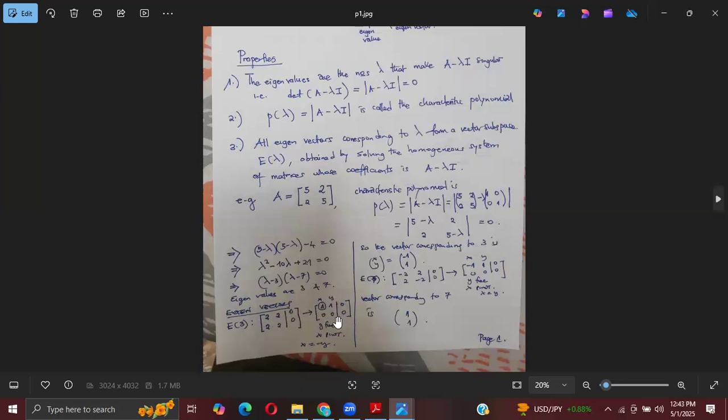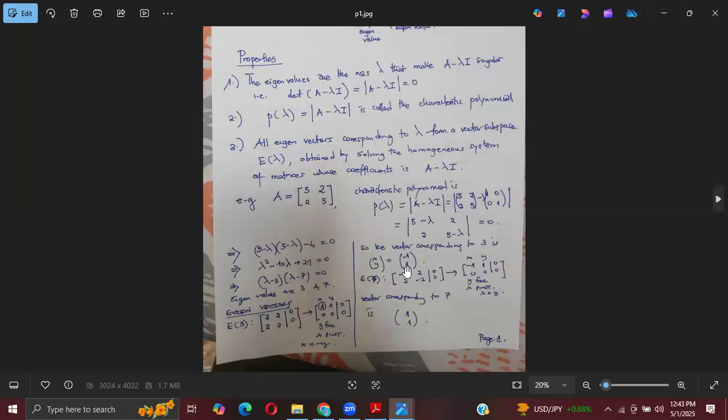So again, x plus y is 0, which means x is minus y, or y is minus x. If you write down the solution of this eigenspace, it is all those values of x that are the negatives of y, or all those values of y that are the negatives of x. So I pick a representative vector, minus 1, 1, and this is the vector corresponding to 3.